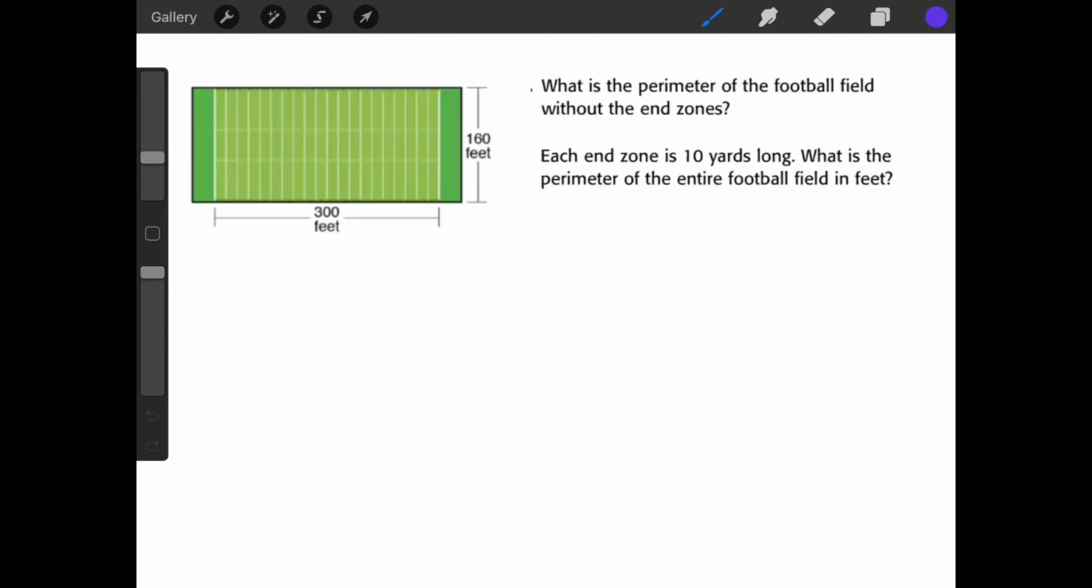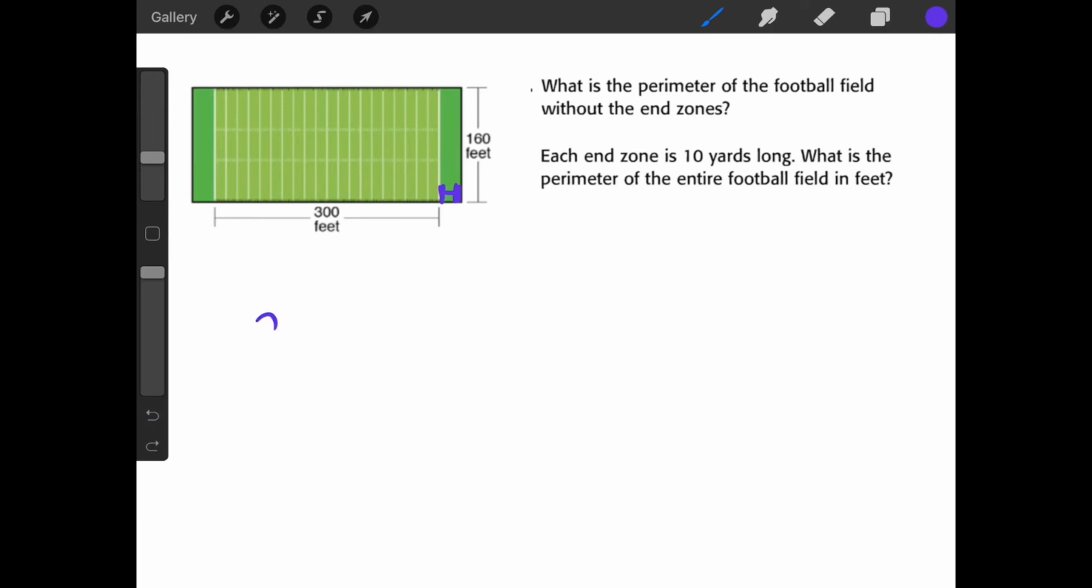Alright, this one is a word problem. So it has given us some measurements on the field. It has not given us the end zones here. Can you see this little spot right here? So first thing it does is ask us to figure out the perimeter without the end zone. So pretend like that's not there and pretend like that's not there.